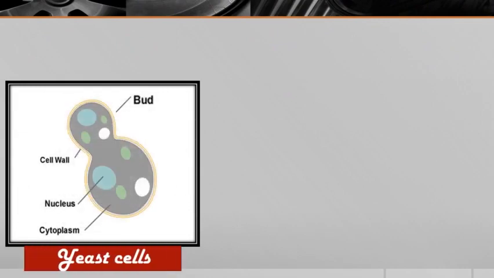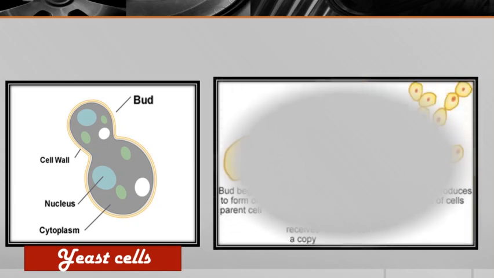This is again a microscopic structure of a yeast cell, in which you can observe four labels. First is a bud. In the previous slide we saw the daughter cells, which are attached to the oval-shaped cell. The daughter cell is nothing but a bud. That means a newly developing cell is called a bud. And you can observe the brown colored cell wall, the blue colored nucleus, and the cytoplasm. So this is the basic structure of a yeast cell.